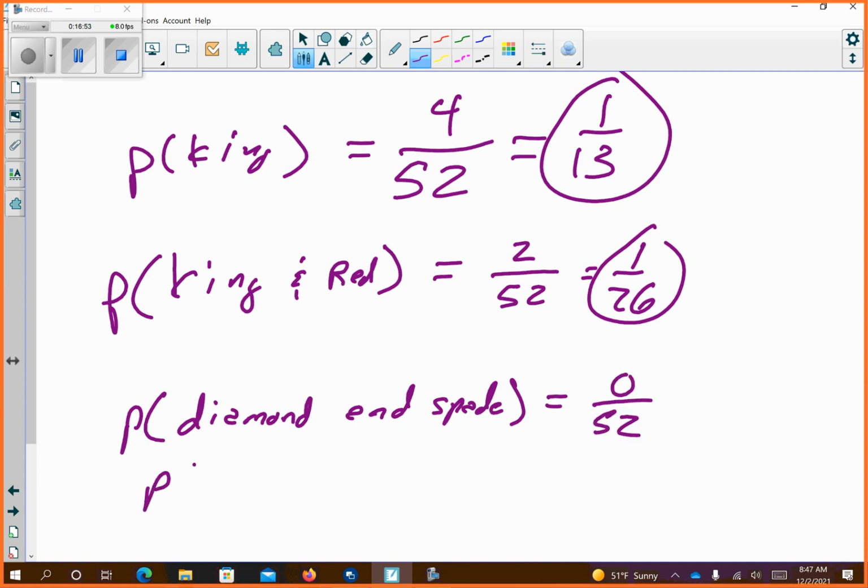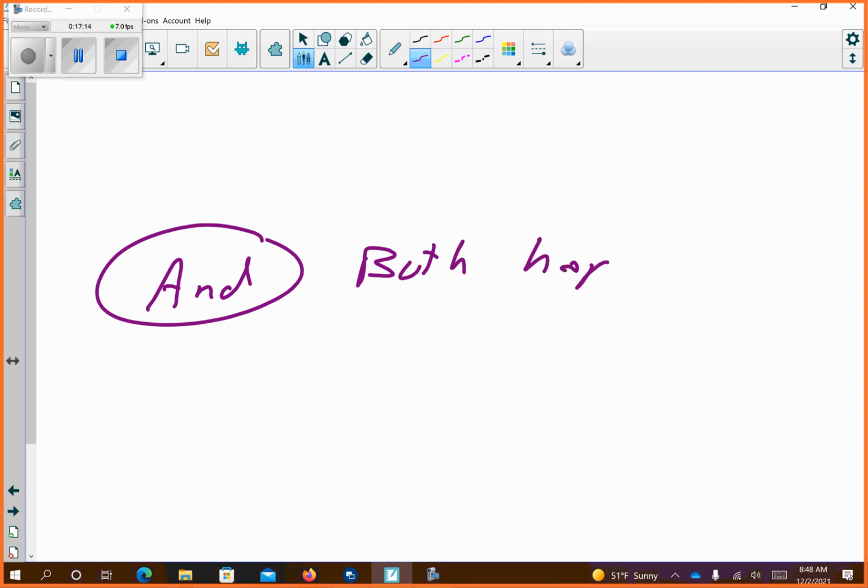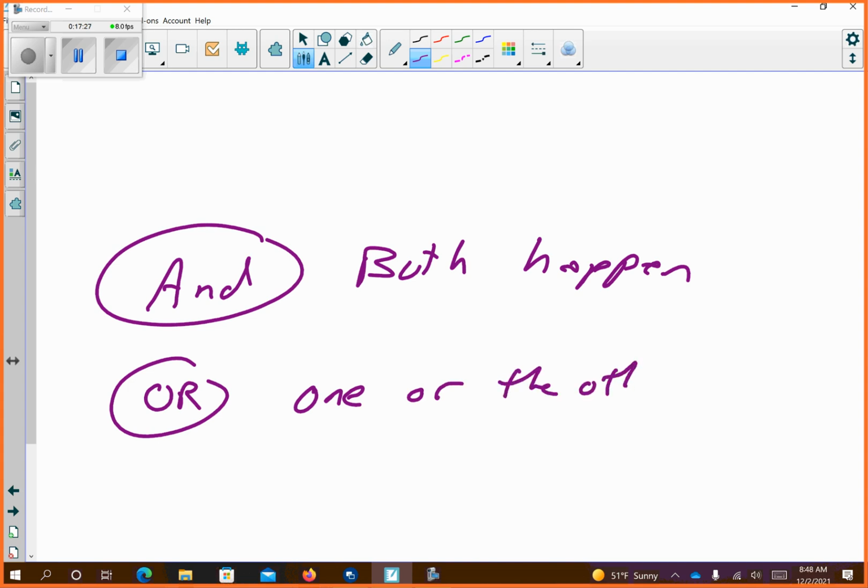Okay, what was the probability that I drew a 15 out of the deck of cards? Well, there's no 15s in the deck of cards, so it's 0 out of 52. And and or are important. And mandates both need to happen. Both events happen. Or means one or the other, and both can happen.